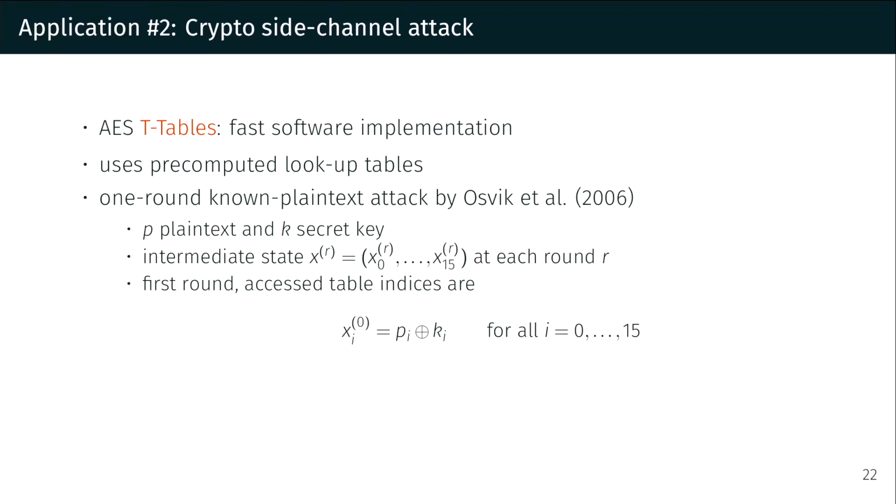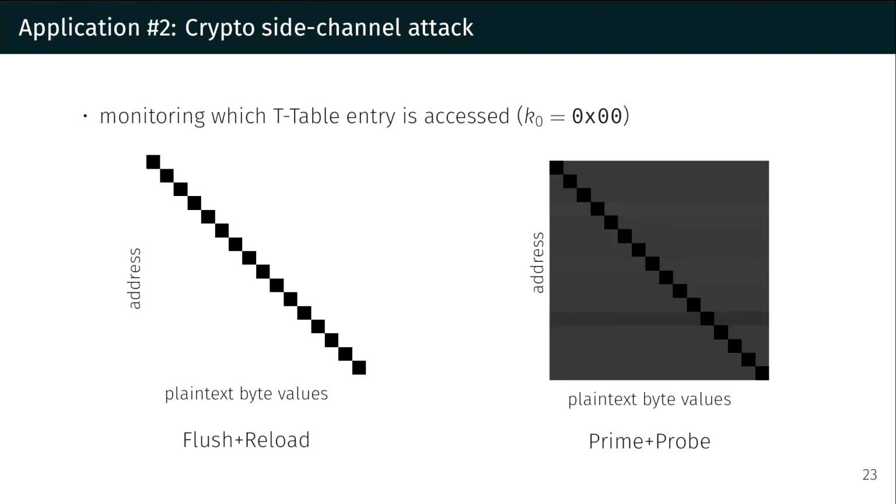So you have P, your plaintext, and K, your secret key. And the AES algorithm computes an intermediate state at each round R. On the first round, the accessed table indices are just P XOR K. Now, it's a known plaintext attack. What it means is that if you can recover the accessed table indices, you've also managed to recover the key, because it's just XOR. So that would be bad, right, if we could recover these accessed table indices. Well, we can with cache attacks.